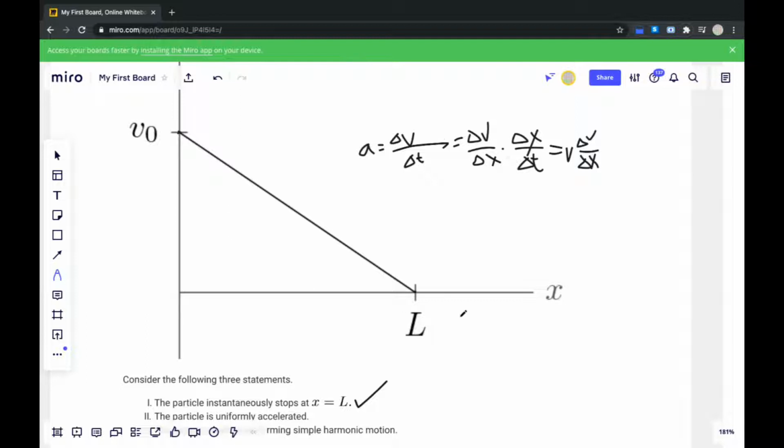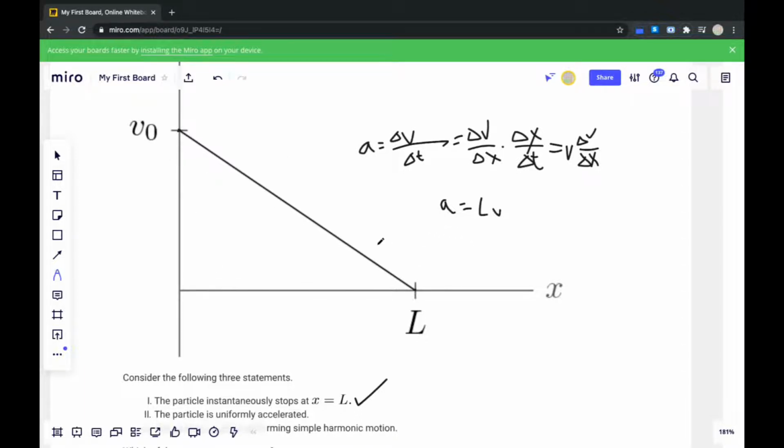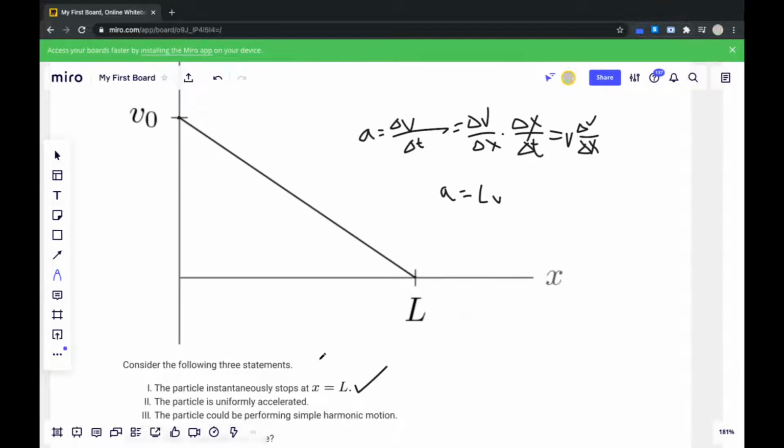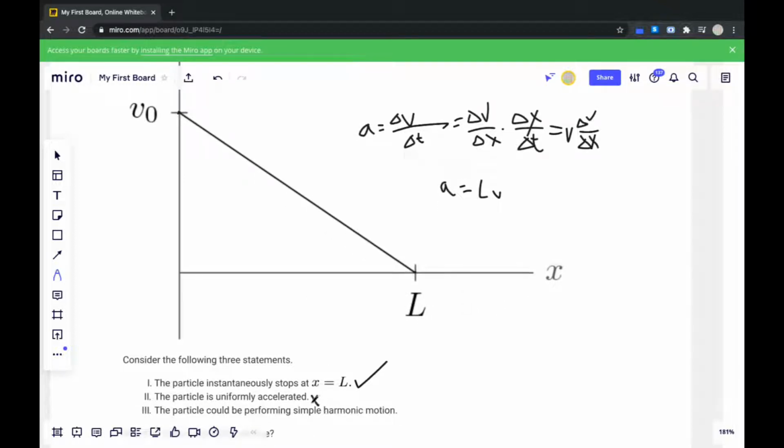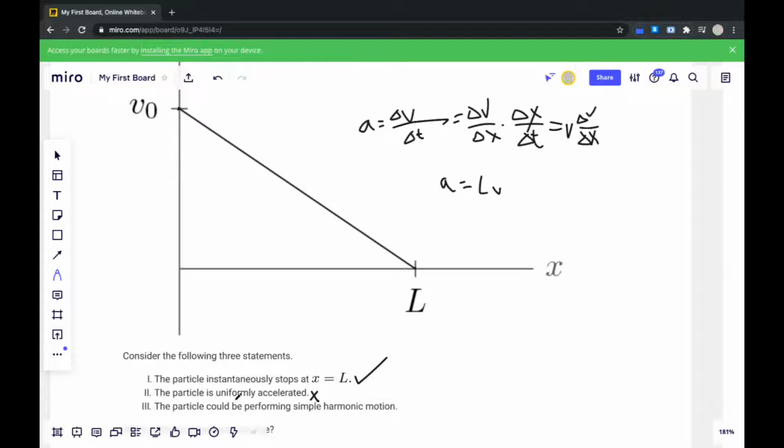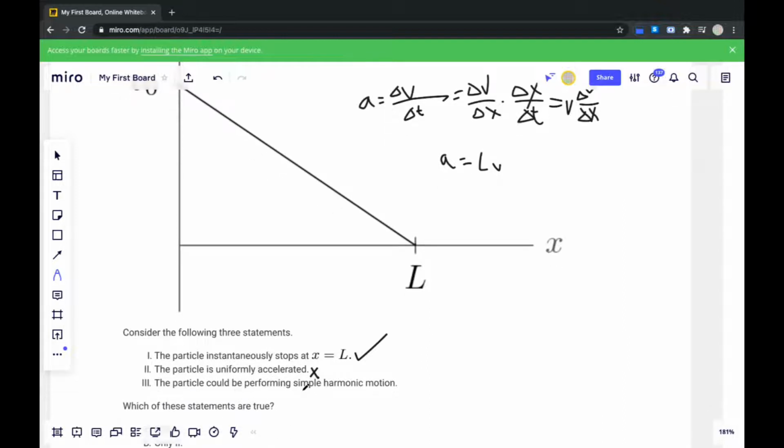As we can see in the graph, delta v over delta x is just the slope, and the slope is constant. So the acceleration is going to be some constant times v. But v keeps changing because it keeps decreasing. So the acceleration is not uniform, it goes down. So 2 is wrong.